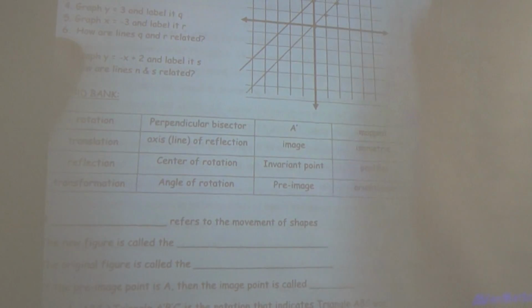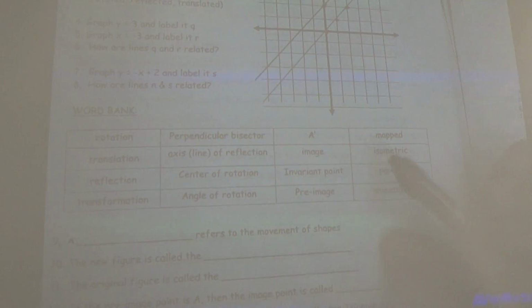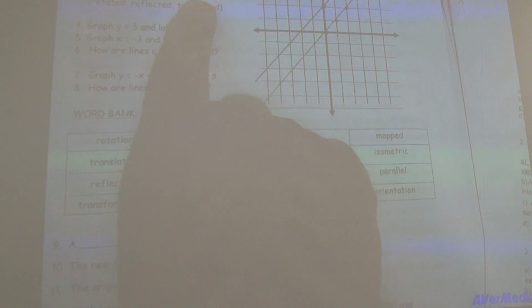And that line you're going to label N. Okay, you're going to label that line N. That should be brighter than that. All right. So how are those two lines related? Parallel. They're parallel lines.